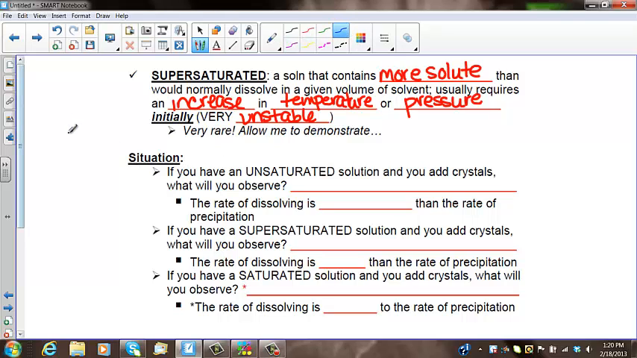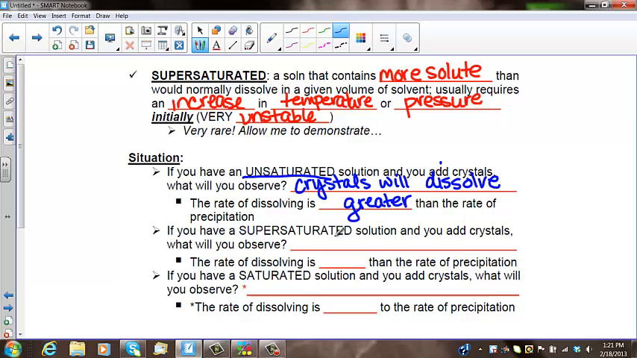Okay, so let's review some situations. If you have an unsaturated solution and you add crystals, what do you think will happen? Well, remember, unsaturated means that it can hold more. So crystals will dissolve, or disappear, because if they dissolve, they disappear. The rate of dissolving is greater than the rate of precipitation.